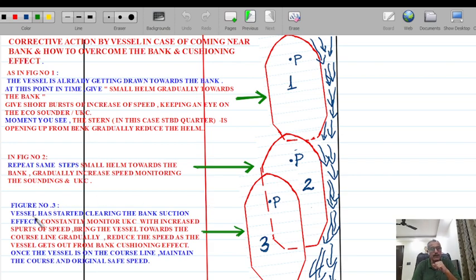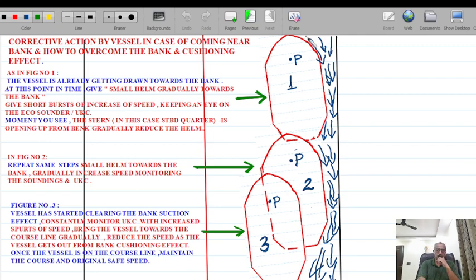Now figure number 3, the vessel has started clearing the bank suction effect. Constantly monitor UKC with increased spurts of speed. Bring the vessel towards the coastline gradually. Reduce the speed as the vessel gets out of the bank cushioning effect. Once the vessel is on the coastline, maintain the course and original safe speed.